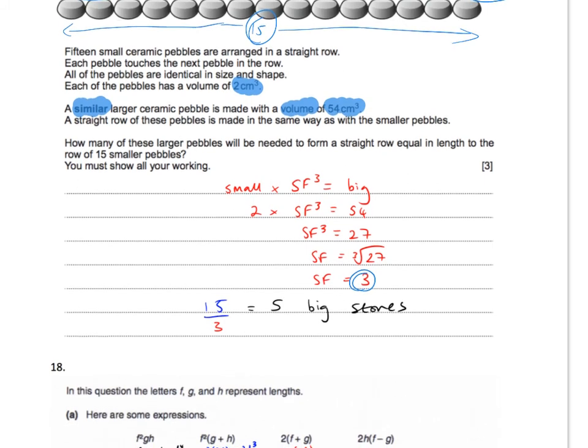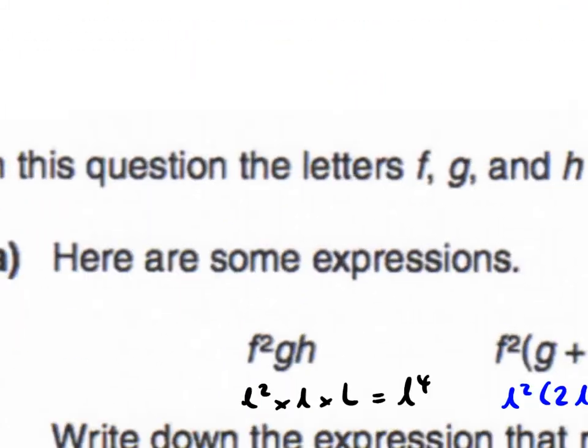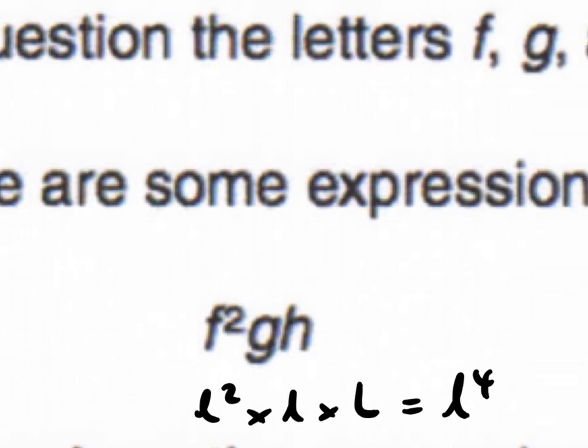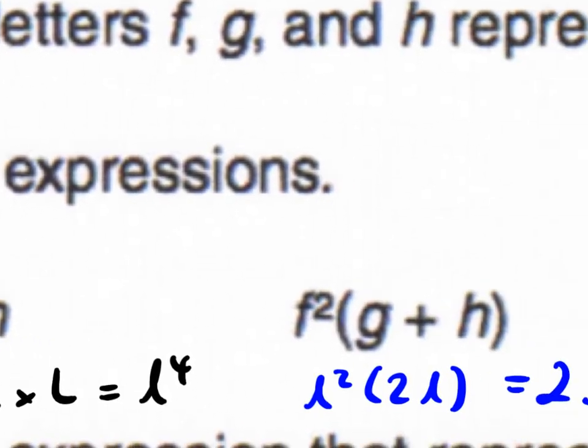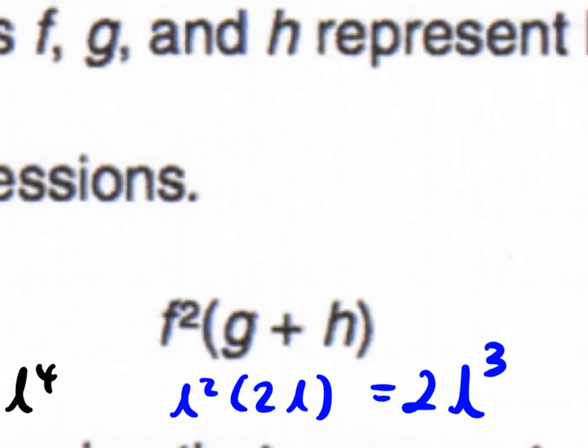Okay, question 18 is dimensional analysis. You must change the letters to L's. That's the way I taught you in class. So if I zoom in on this one here, S squared GH, I change to L squared times L, which is L to the power of 4. S squared G plus H, well, I've actually done the brackets first. L plus L would be 2L. And then L squared times 2L would be 2L cubed.